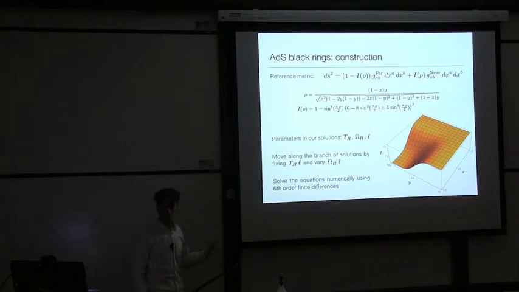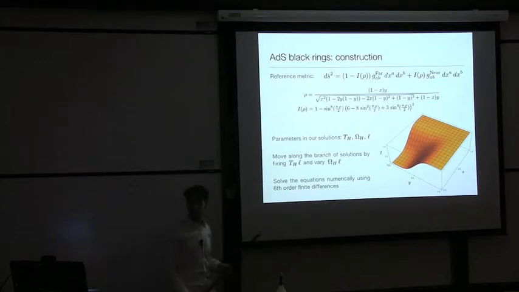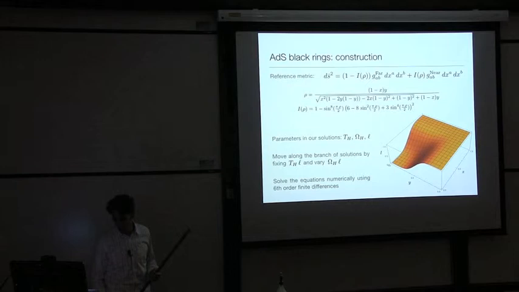So in order to explore these black ring phases in AdS, we fixed certain representative values of the temperature, and then for each of these values of the temperature, we varied the angular velocity. Then we solve the equations numerically. In this case, we use finite differences. If anyone is interested, I'll be more than happy to discuss the details of how we actually solve the equations numerically. Before I go on to discuss the physics of black rings, are there any questions?